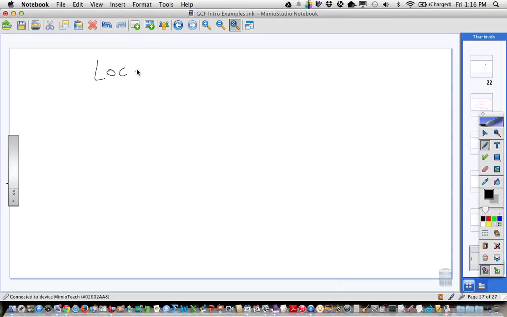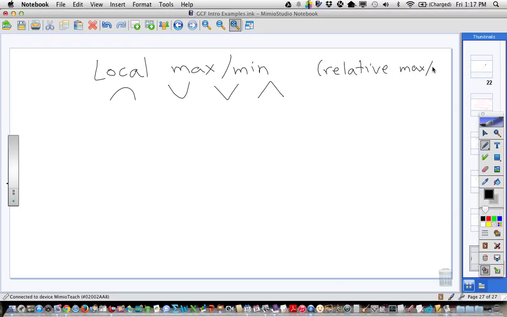We have local max and mins, which is this, or maybe a sharp point, or maybe something like that. So they could be curved, they could be V's, that kind of thing. That's a local max or min. Now another term for that is relative max or min. Now you don't see that very often. That's kind of an older term, but it does pop up once in a while in some of our AP test review things and some worksheets I pull out sometimes, they use that term.